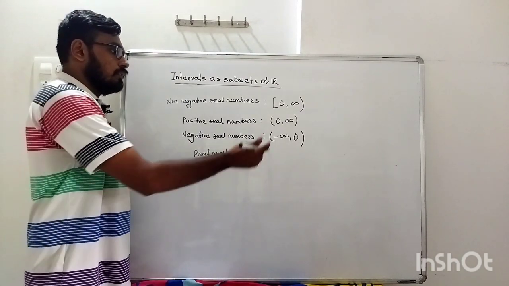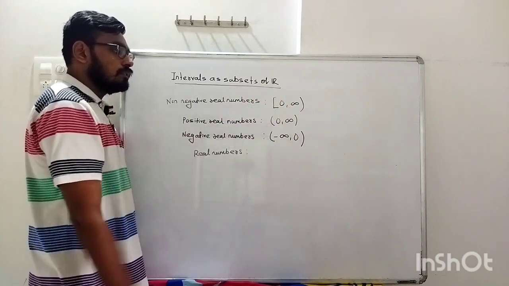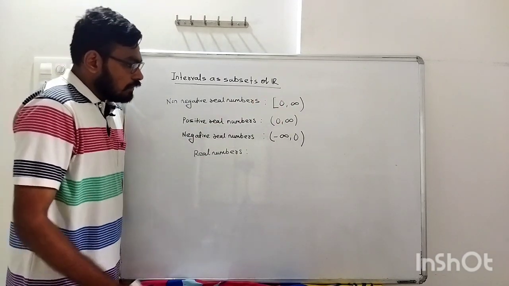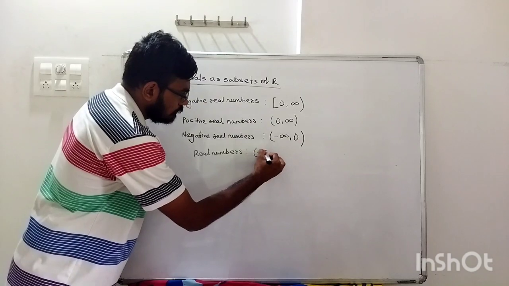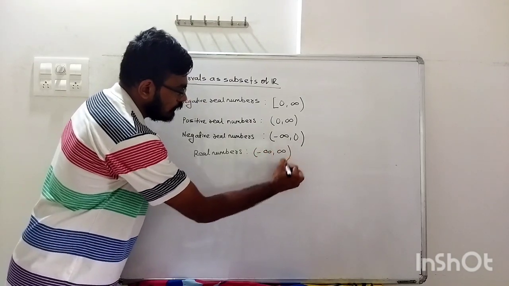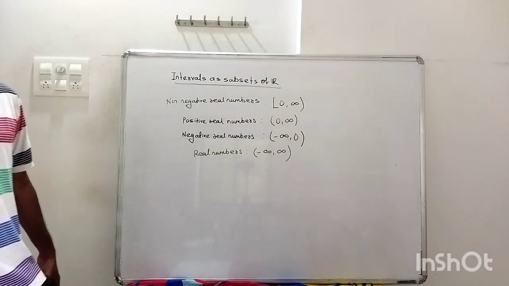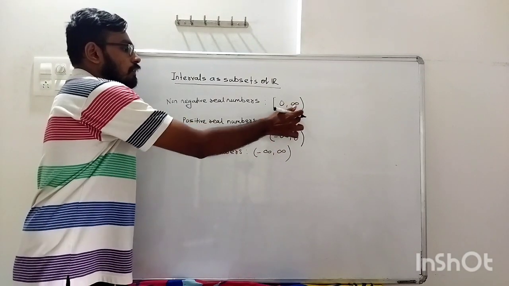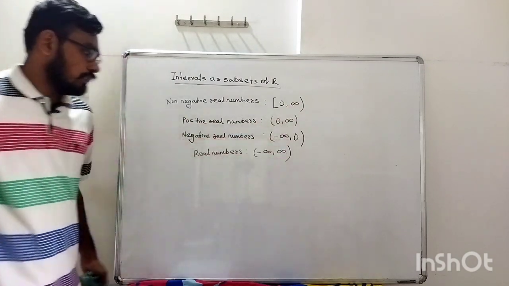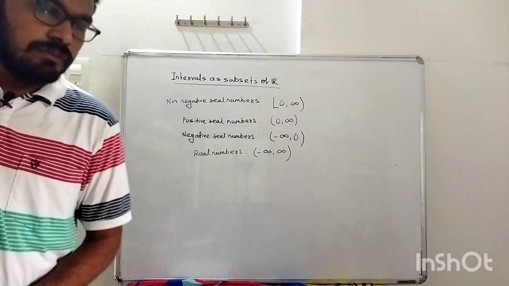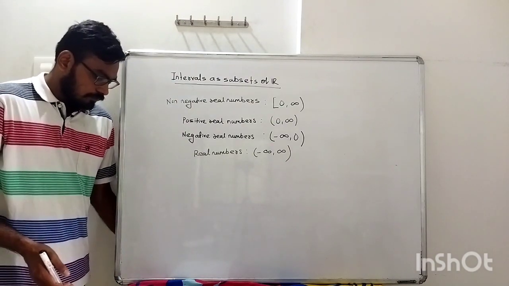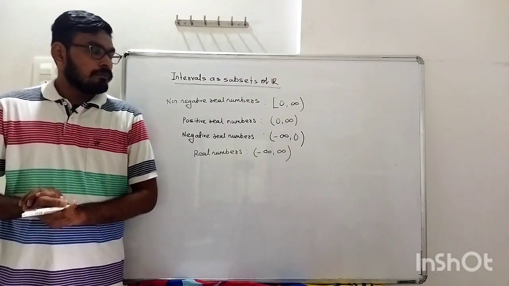See, they are negative also, they are positive also, okay? All the numbers are there. So we write minus infinity to infinity and we put round brackets. And remember, for this we always put round brackets, for infinity and minus infinity. So these are the set of real numbers, okay?